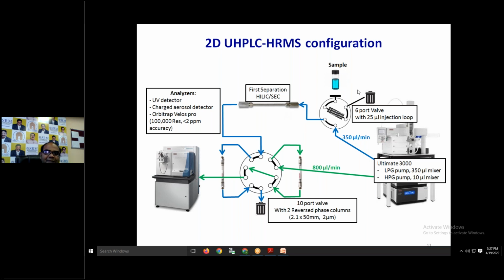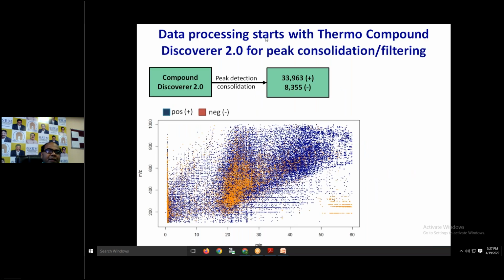Then we are getting the sample and injecting it here, simultaneously, right? So when we are analyzing, we are getting different kinds of peaks. This is a mass spectrometer, a typical workstation for this 2D UHPLC HRMS configuration. Then we are processing the data here, discovering the data for peak consolidation and filtering, Compound Discoverer 2 peak detection, and we are identifying different types of peaks, right?